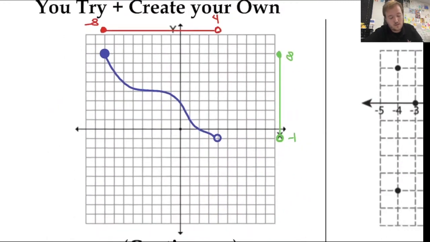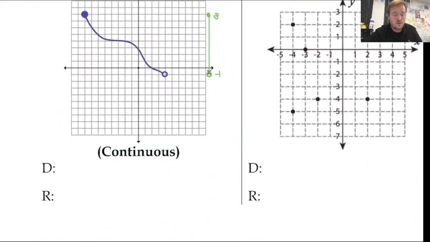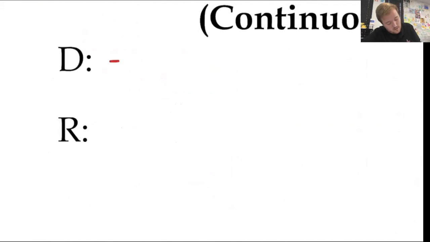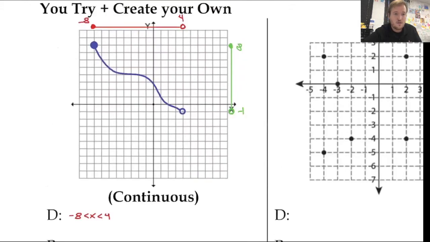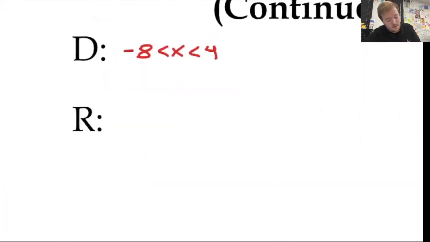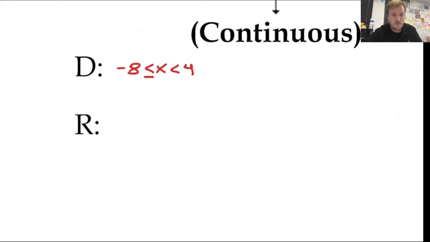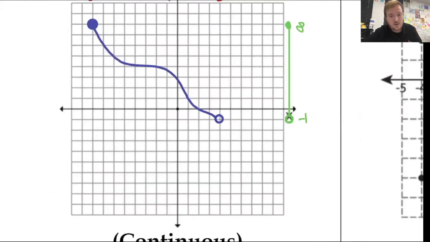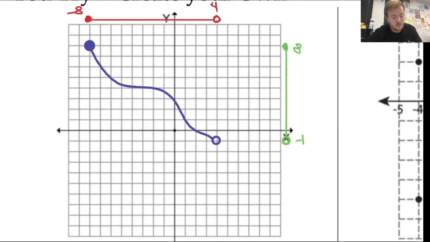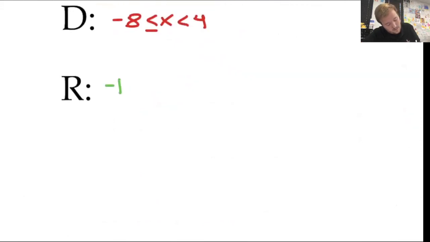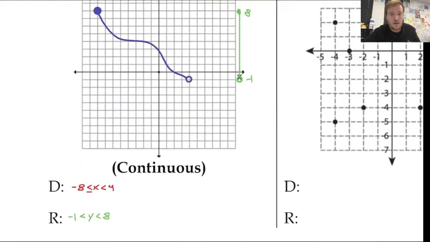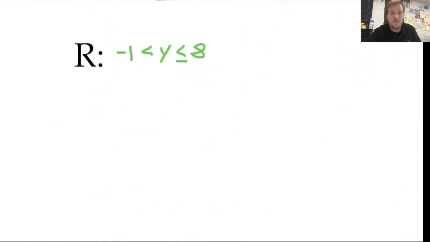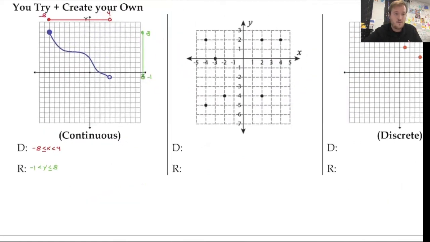So when you get to this point, now we can write our domain and range. So from -8 to +4, and I can be equal to -8. So -8 needs the equal, but 4 does not get it. It's because it's an open circle. All right, now looking at the range, we're looking from -1 to +8. And we can be equal to +8, but not -1.